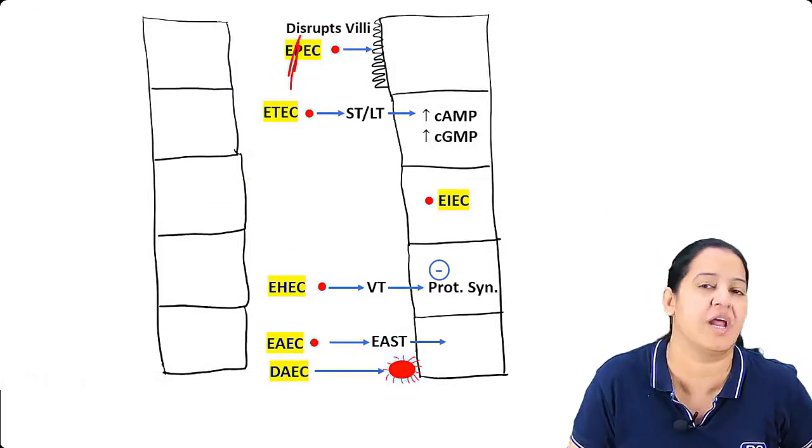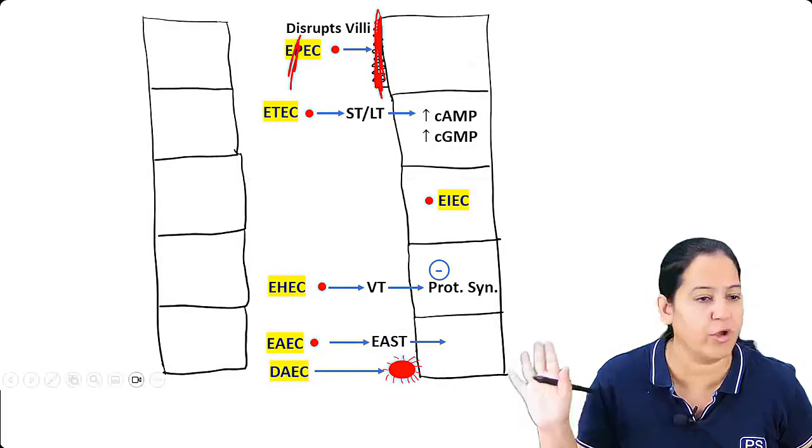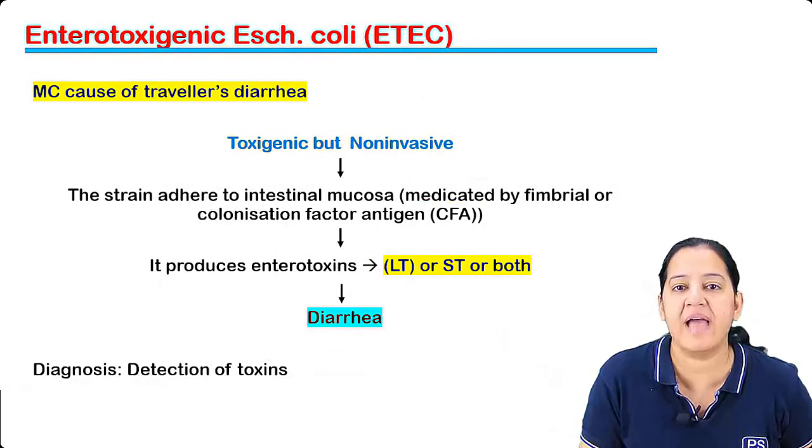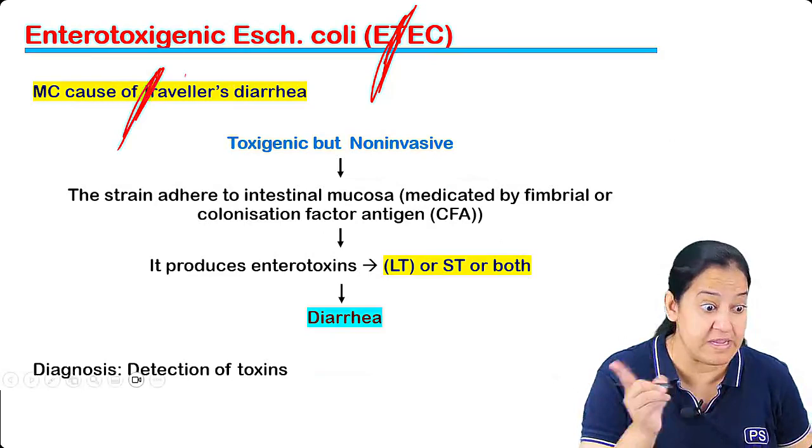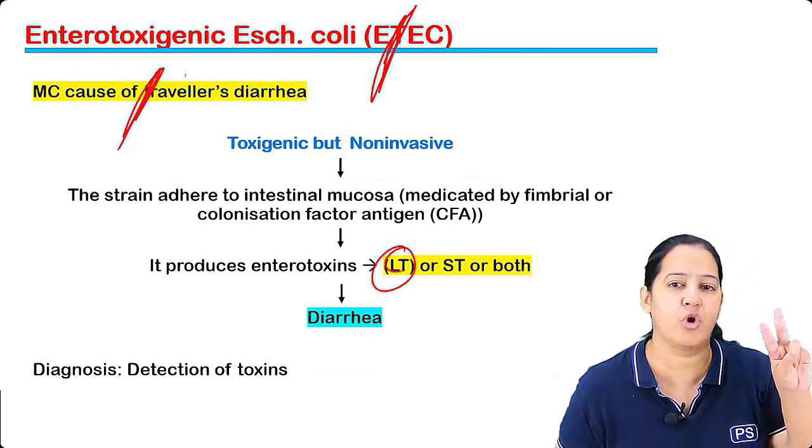Enteropathogenic. Only one question will come on this: it destroys microvilli. No other question will come. The second is enterotoxigenic E. coli. So T for T. It is the most common cause of traveler's diarrhea. Please learn that. It secretes two toxins, ST and LT.